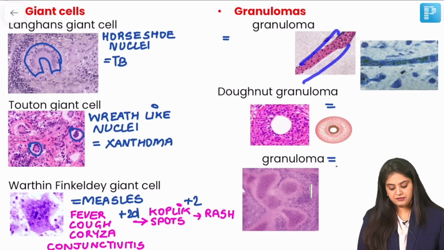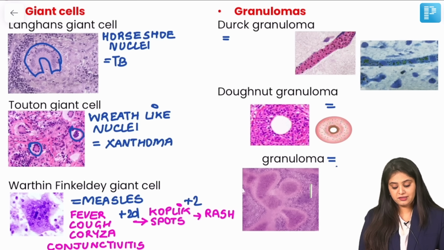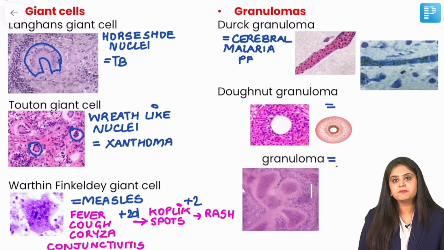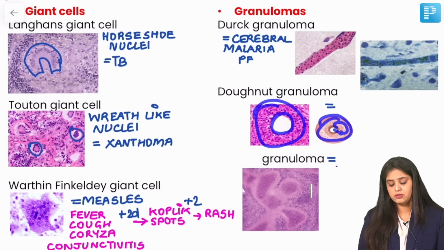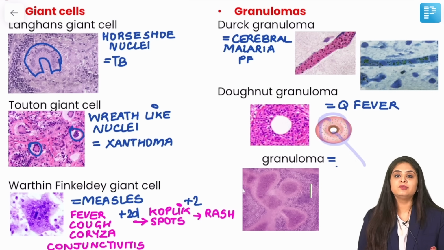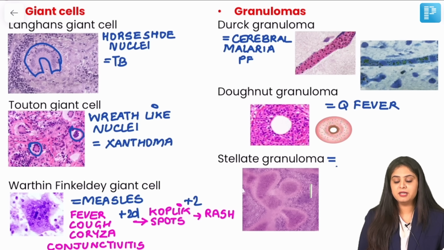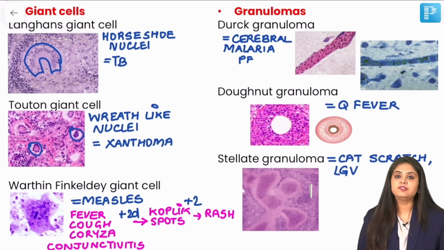The first one is referred to as the Dürck granuloma. We've always studied Dürck and Dimag. So this is seen in cerebral malaria caused by Plasmodium falciparum. The next one, no point hiding it also, it looks exactly like a donut. So they'll ask you what is the disease causing it. From the donut, we've always made a Q, so it's seen in Q fever. The next one also pretty self-explanatory. It looks like a star, so that's a stellate granuloma, and that is seen with cat scratch disease and lymphogranuloma venereum.